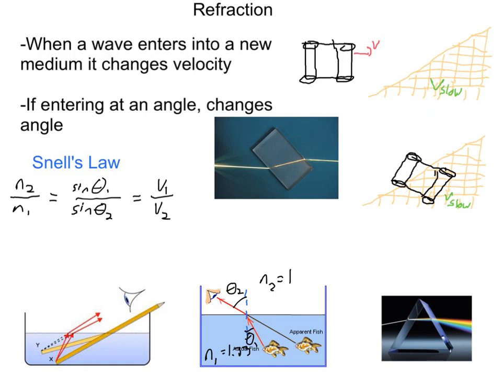If you were coming from a spot of slower velocity into a higher velocity, like air, you bend away from the normal. So going into a slower velocity medium, bend towards the normal. Going into a higher velocity medium, bend away from the normal.